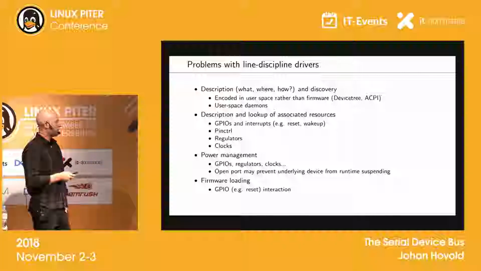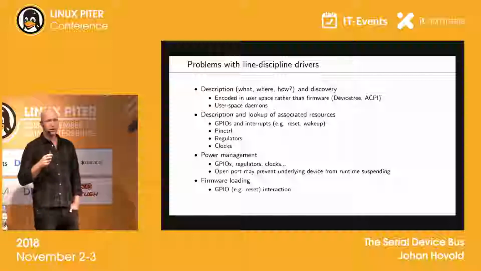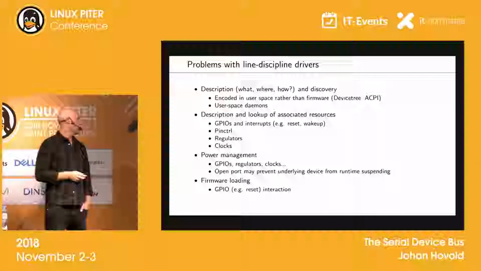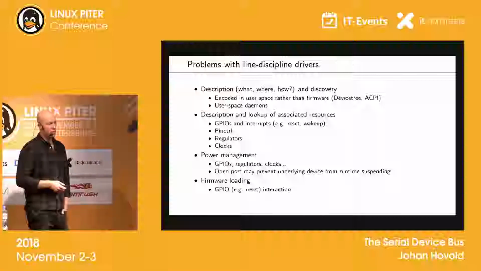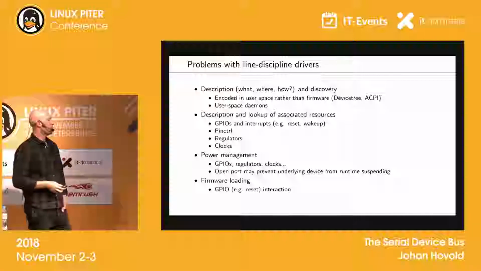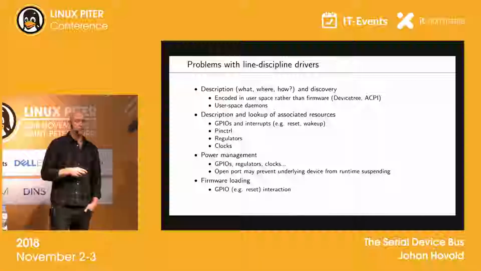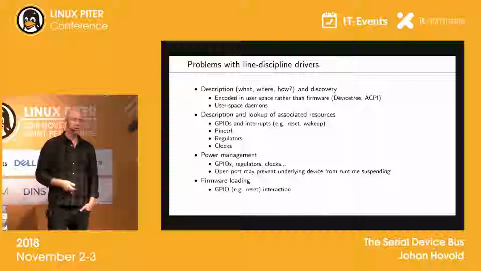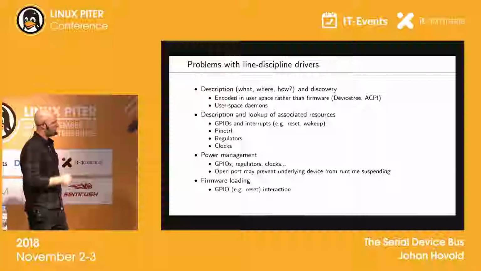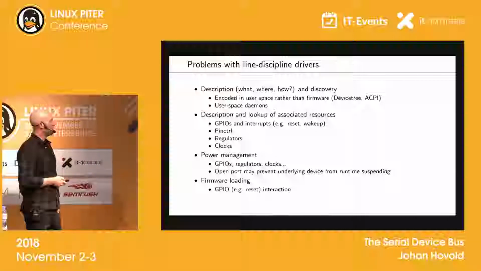On the power management note, the fact that the port needs to remain open is also something that impacts the power consumption, because an open serial port would typically prevent the underlying serial controller from going into runtime suspend. And for line discipline drivers, the firmware loading framework of the kernel is available, but loading firmware onto a device typically involves targeting something like a reset GPIO, and since we don't have access to those, it's still not an optimal solution.